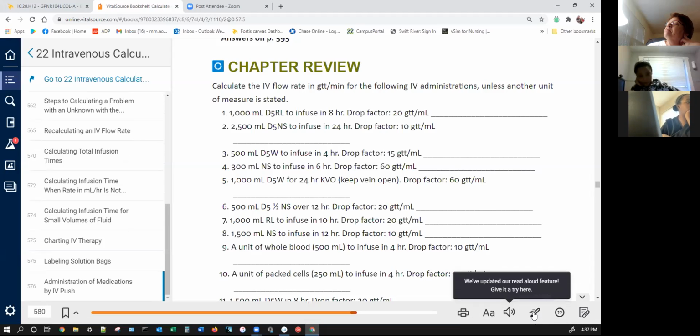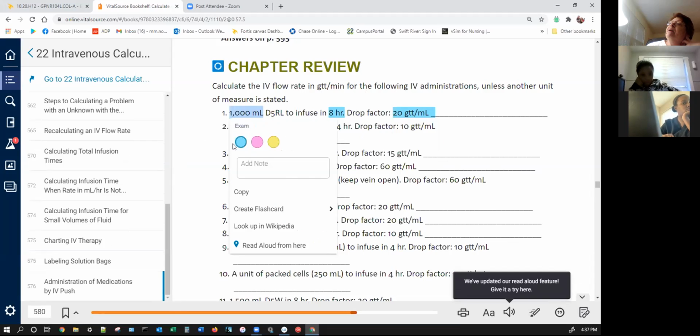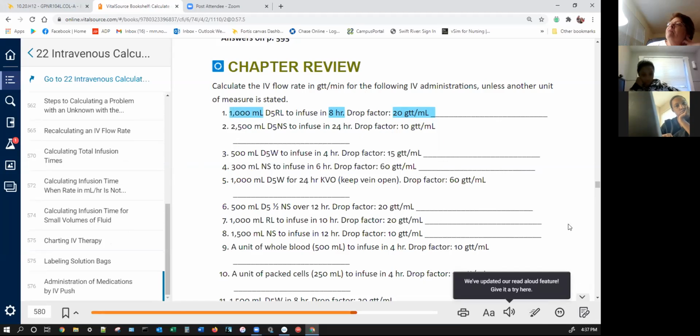How many minutes? Okay, so we need this, right? Yes. What else do we need? The drop factor. And what else? The available, so the 1,000 ml. Okay, so the volume. Those are the 3 things we need out of that problem, right? Everything else is just junk. So when you're looking at these problems, go in there and figure out what it is you need first. So our volume is 1,000. Our drop factor is 20. How many minutes is 8 hours?